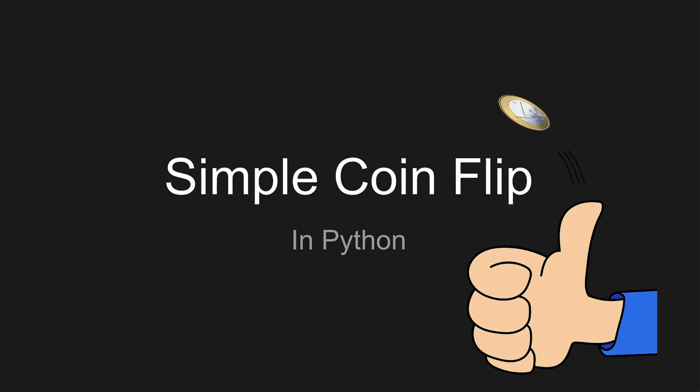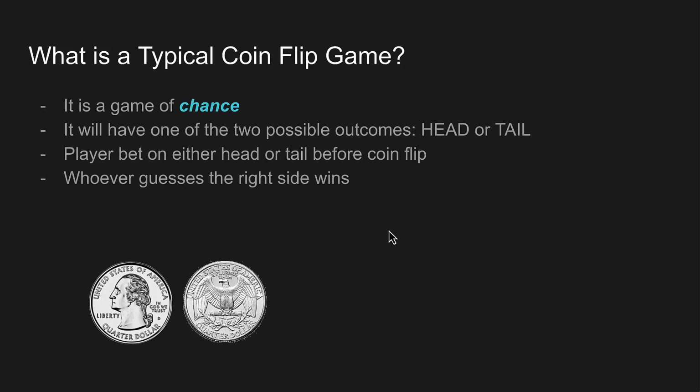Today I want to show you how to create a very simple Python coin flip game. What is a typical coin flip game? It is a game of chance, and it will have one of two possible outcomes. It could either be a head or a tail. And a player can bet on either head or tail before the coin flip, and whoever guesses the right side wins.